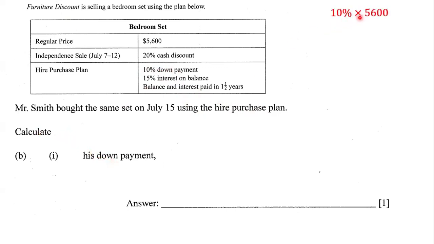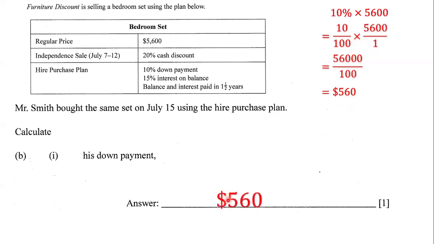So 10% of 5,600, which is 10 over 100 multiplied by 5,600 over 1. We multiply 10 times 5,600, which gives us 56,000. And we multiply 100 times 1, which gives us 100. Next, we have to divide. So we have 56,000 divided by 100, which gives us 560. And so that means his down payment is going to be $560. Again, his down payment is $560.